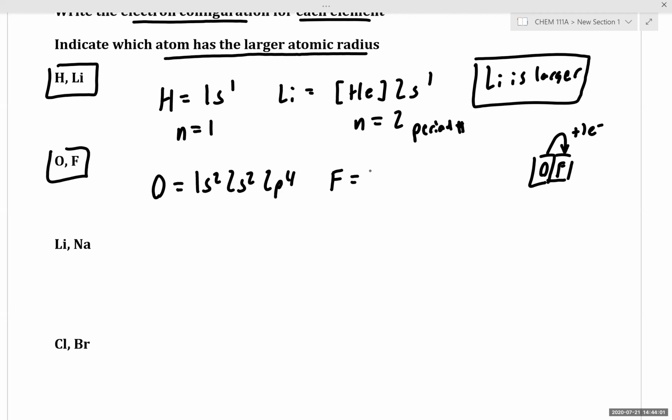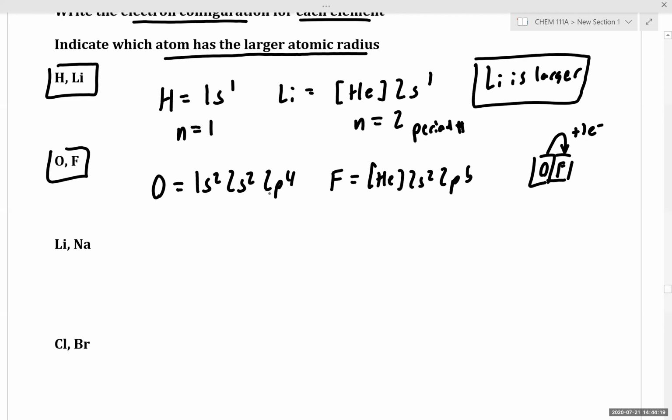Would someone like to provide me the configuration? Yep, perfect. We have helium, 2s2, 2p5. So a quick way to get the configuration for fluorine is just add an electron to the configuration of oxygen. Another way of thinking about things.